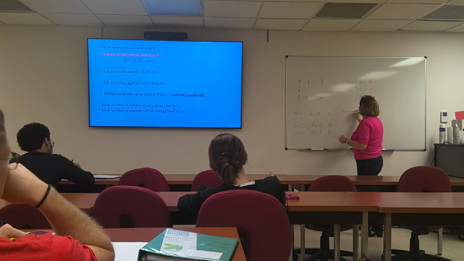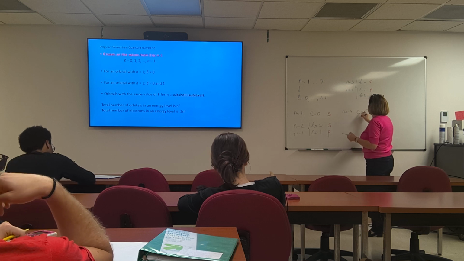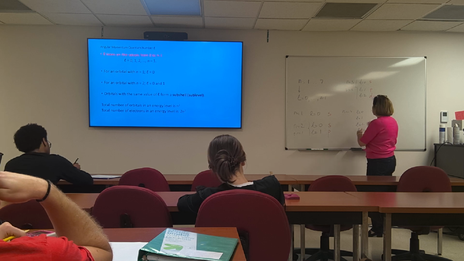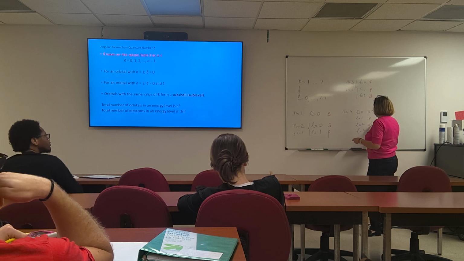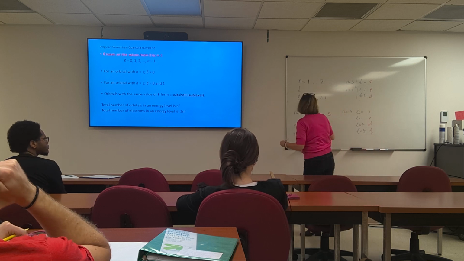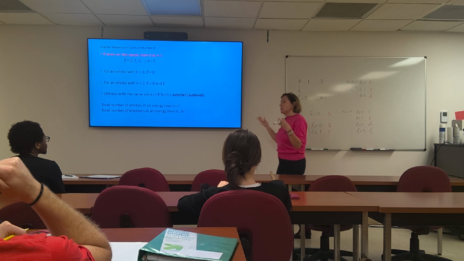For n equals 4, I have L equals 0, L equals 1, 2, and 3. So I have all the orbitals s, p, d, and f. And it goes like that. So for n equals 7, I can have values of L from 0 up to 6.